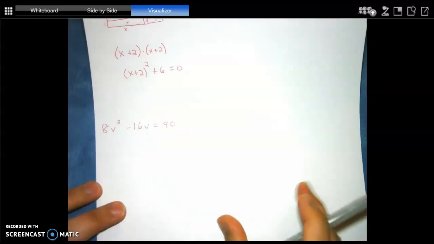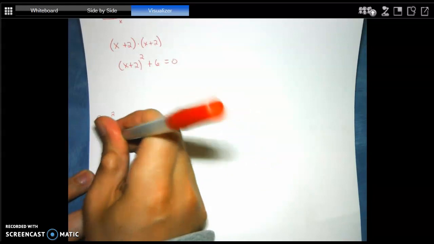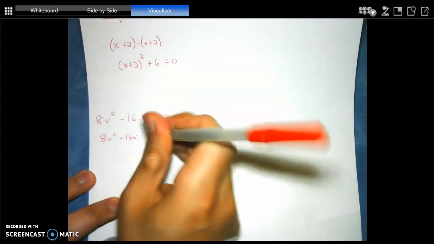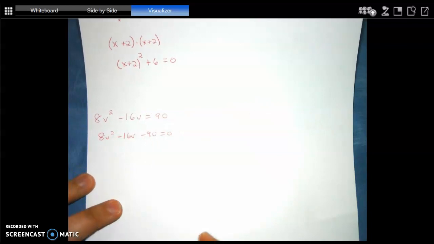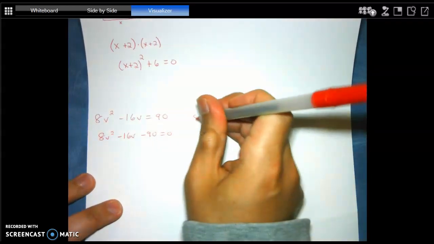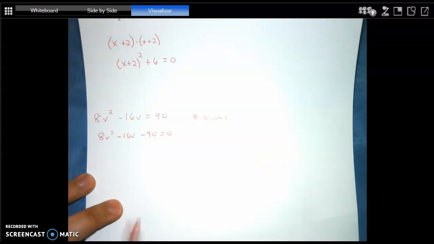Okay, let's look at one more example together. So first thing I'm going to do, get everything to one side. So I have 8v squared minus 16v minus 90 equals 0. And then kind of do your inventory. I have 8 of those squares. So last time I only had 1, now I have 8.